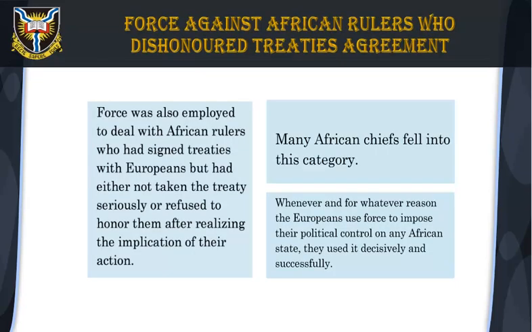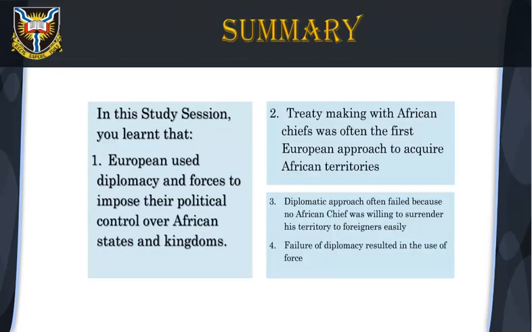Force against African rulers who dishonored treaty agreements. Force was also employed to deal with African rulers who had signed treaties with Europeans but had either not taken the treaties seriously or refused to honor them after realizing the implication of their action. Many African chiefs fell into this category. Whenever and for whatever reason the Europeans used force to impose their political control on any African state, they used it decisively and successfully.